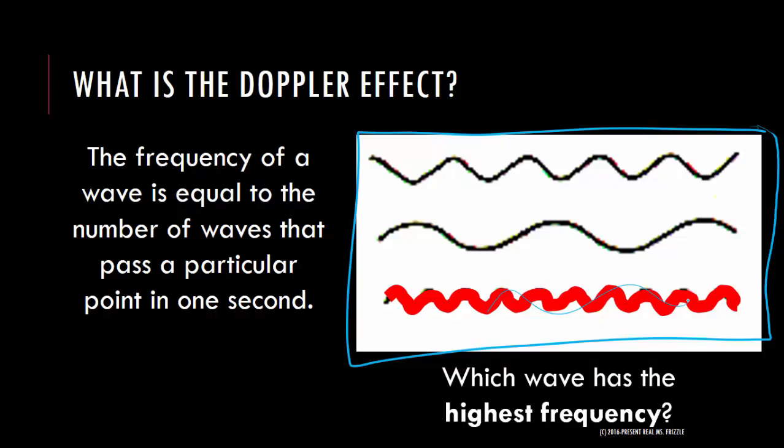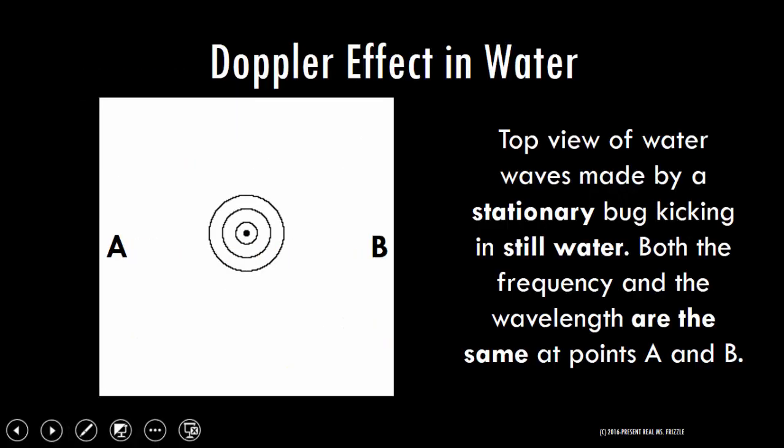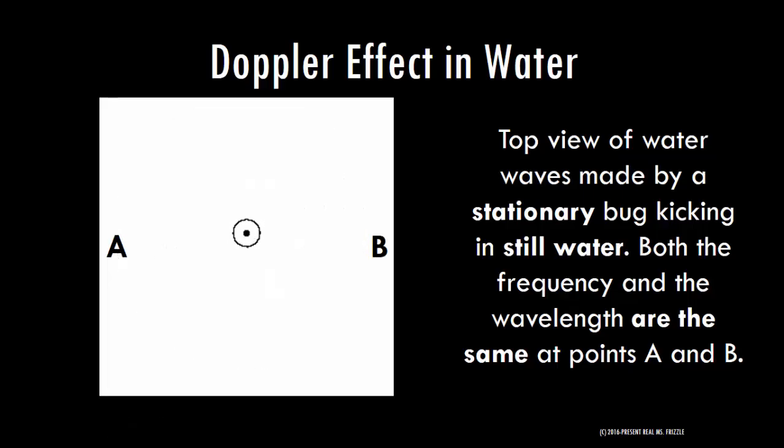Now, the trade-off with having a high frequency is that you have a very short wavelength. Look at that wavelength compared to this one here. This one's much longer, but that's because that guy has the lowest frequency. So now that we remember a little bit about waves, let's talk about this Doppler effect.